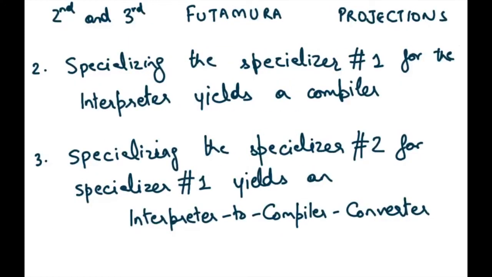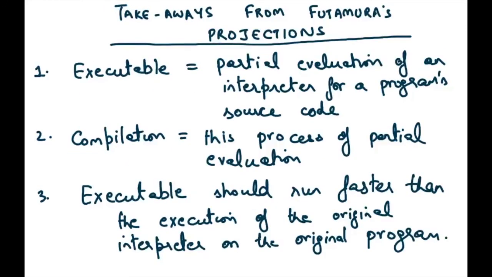Okay, just for completeness, I list the second and third Futamura projections on the slide. I'm not going to go through these in the lecture, but you are free to look through them if you're interested. All right, so takeaways from the first Futamura projection. The executable is a partial evaluation of the interpreter on the program source code. Compilation is this process of partial evaluation. And this makes sense only if the executable runs faster than the execution of the original interpreter on the input program.